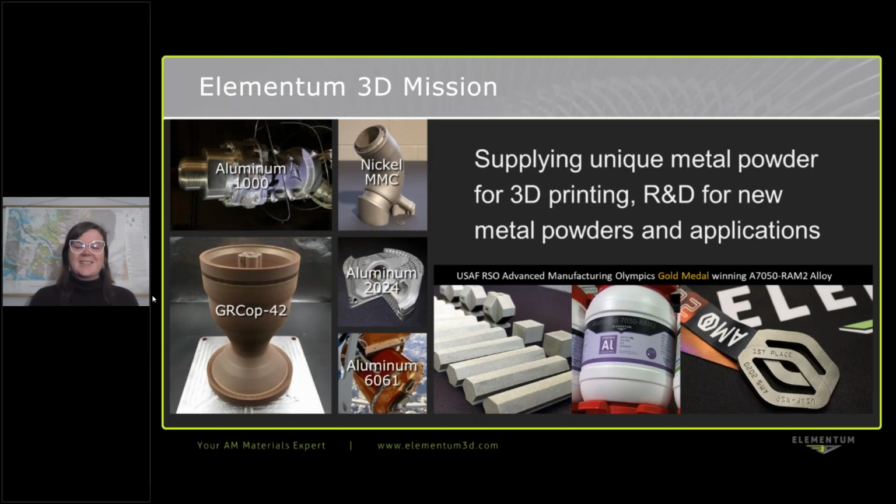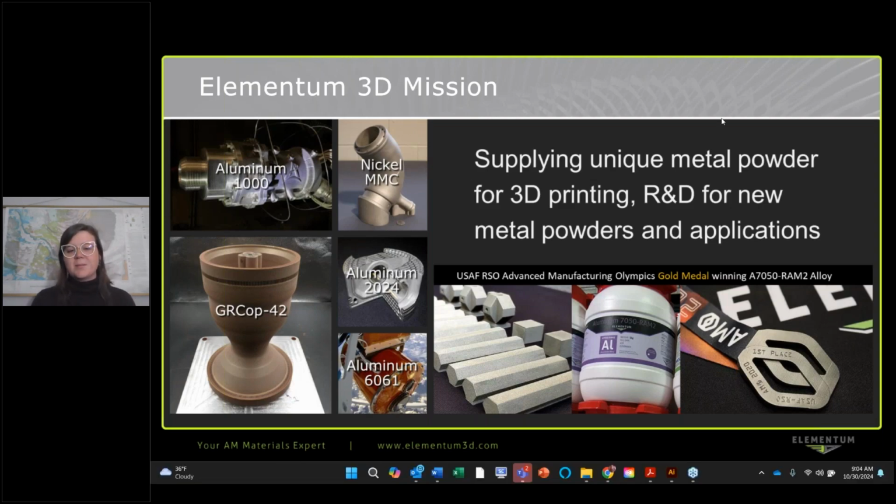All right, awesome. So at Elementum 3D, for those of you who aren't familiar with us, our mission is to basically supply unique metal powder for 3D printing, R&D, and new metal powders and applications. So really what that boils down to is we want to expand the materials library for AM. And so we're going to talk a lot today about supply chain and materials for AM. And really our goal is just to make those alloys available for everyone. So today we're going to focus on some of those different alloys that we've developed, that we've made available, and really talk about how that's been able to help the AM supply chain.